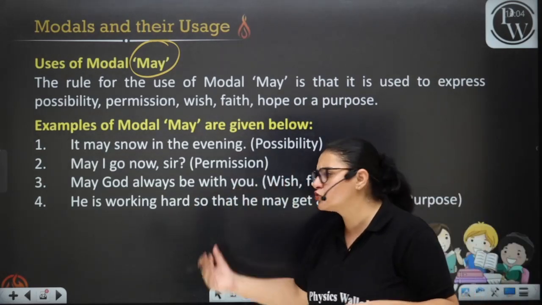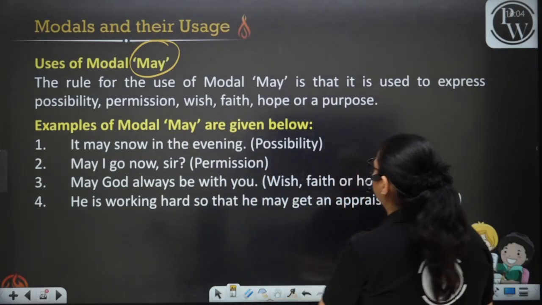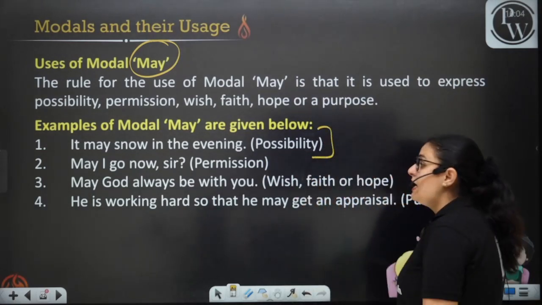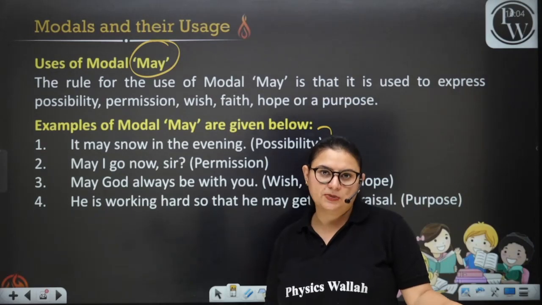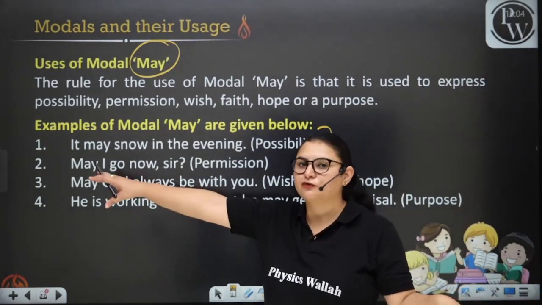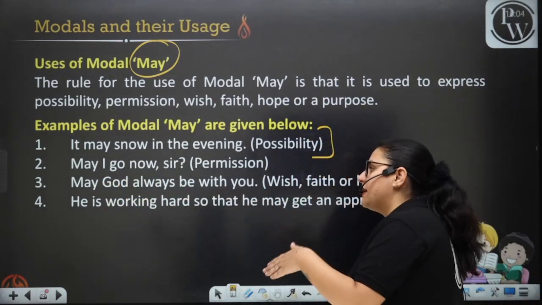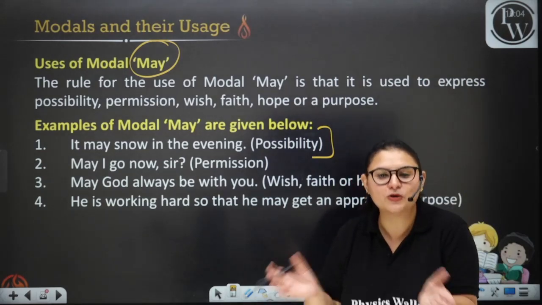Okay, and where do we use may? It may snow in the evening. This shows the possibility. Okay, there can be a possibility. To express the possibility, we have used may in this sentence. May I go now, sir?